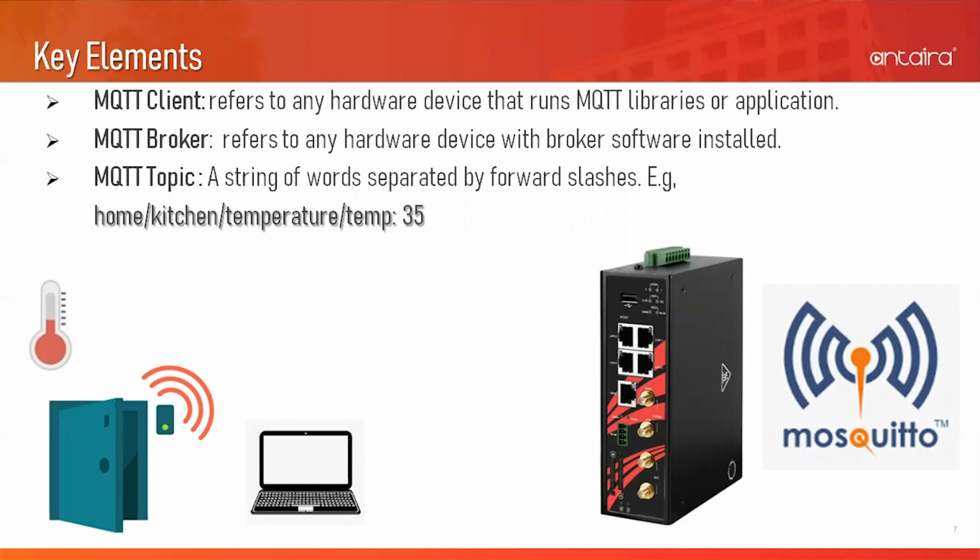The last element is the MQTT topic, which refers to a string of words consisting of one or more topic labels separated by a slash, similar to the syntax of a website address. For example, a temperature sensor will publish the current temperature value of 35 degrees Celsius to the topic of home/kitchen/temperature, which will be sent out to the MQTT broker. Since the message must include an MQTT topic, the MQTT broker will forward the message to any interested client, such as an air conditioner that may turn on and off automatically based on the temperature received from the temperature sensor.